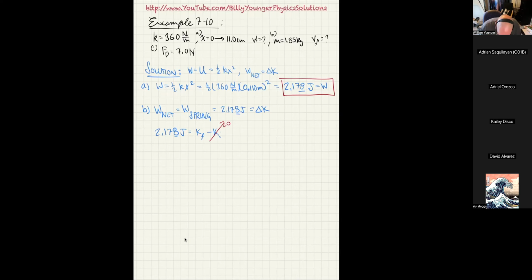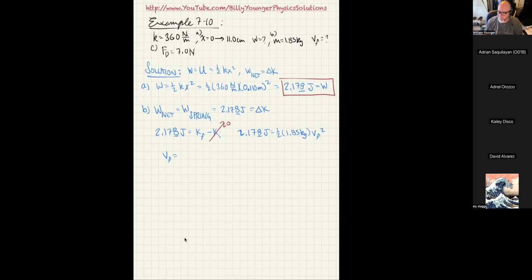This gives us 2.178 joules is equal to 1/2 times the mass, and we know the mass is 1.85 kilograms, times V final squared, and that's what we want to solve for, V final. So V final is going to be, notice I'm going to take the 2.178 and I'm going to multiply it by 2.